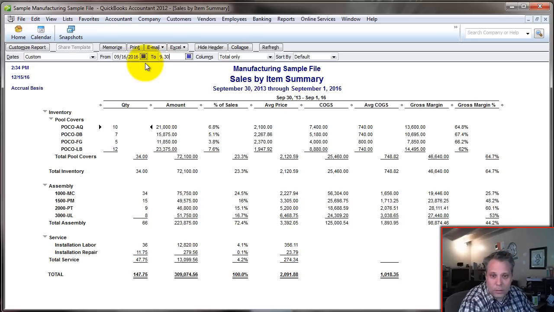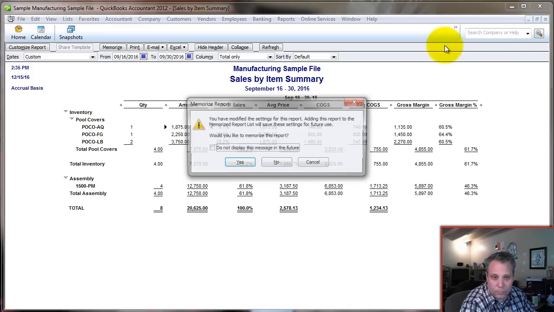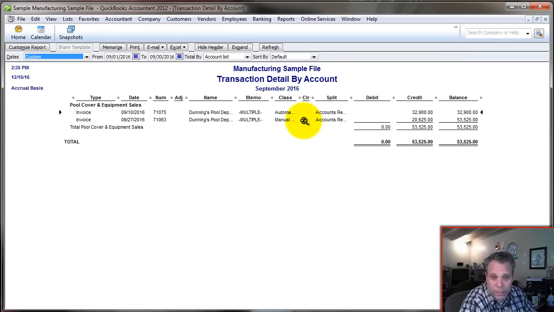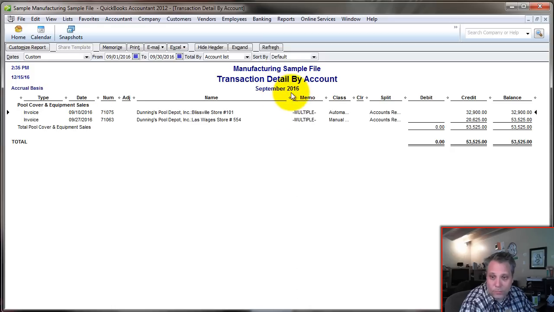9/30/16. See what we sold. What did we do so well? Now this is just, I guess, the inventory items. It is pool covers and stuff. Let's see if that makes sense. There's the equipment sales is 53,000. So let's see what's in here. Okay, looks like we did 2 big sales. Okay, so when I double click, when I drill in, I get some real good insight.